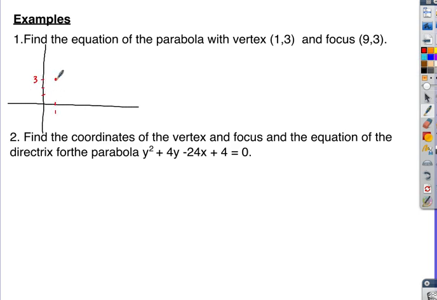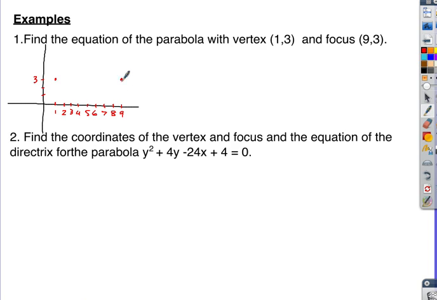That's the vertex. Then counting across, 2, 3, 4, 5, 6, 7, 8, 9. (9, 3) is the focus.